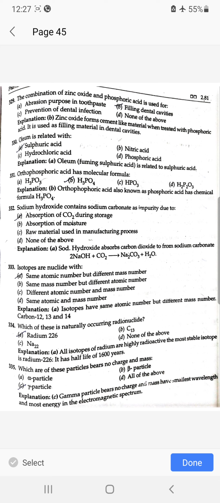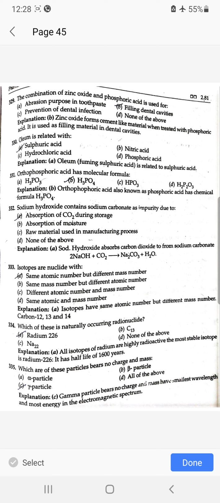The combination of zinc oxide and phosphoric acid is used for filling dental cavities. Oleum is related to sulfuric acid. Orthophosphoric acid has the molecular formula H3PO4. Sodium hydroxide contains sodium carbonate as an impurity due to absorption of CO2 during storage.